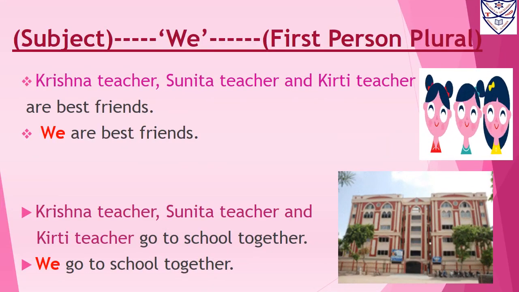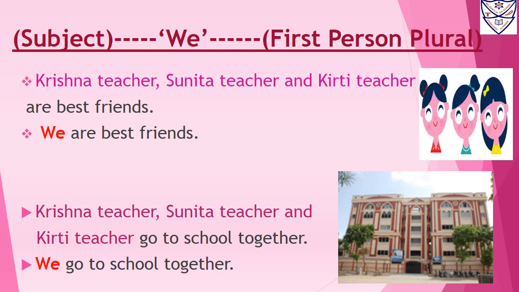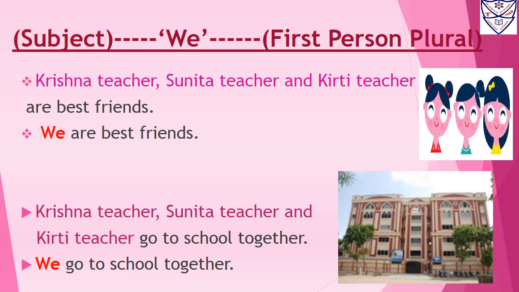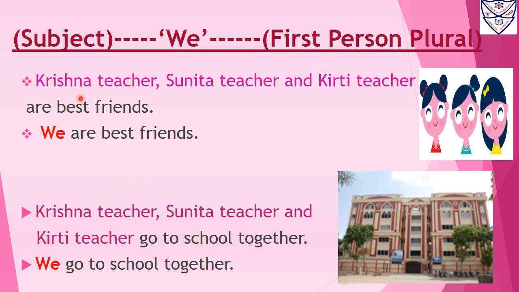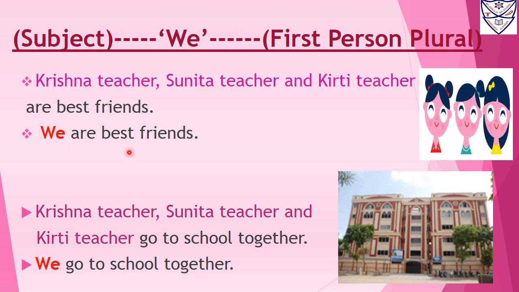Now we came to the subject we. First I was alone. Now with me I am having many. So at that time I will use we. Krishna teacher, Sunita teacher and Kirti teacher are best friends. So how will I speak? We are best friends. Yes, I am only speaking, but with me many are there. I am talking about many. So I will use we are best friends. I am talking about my friends. So at that time I will use the word we.